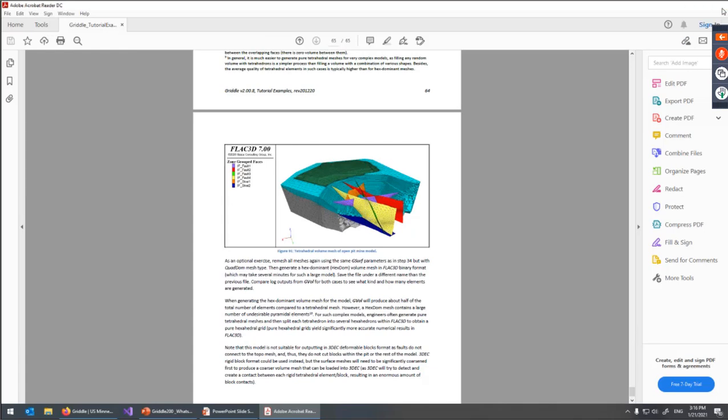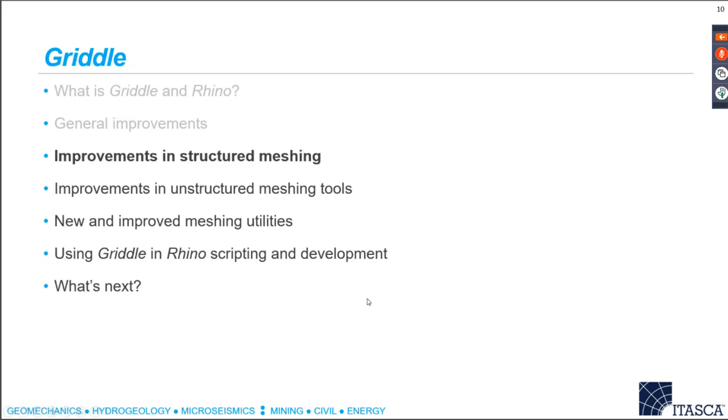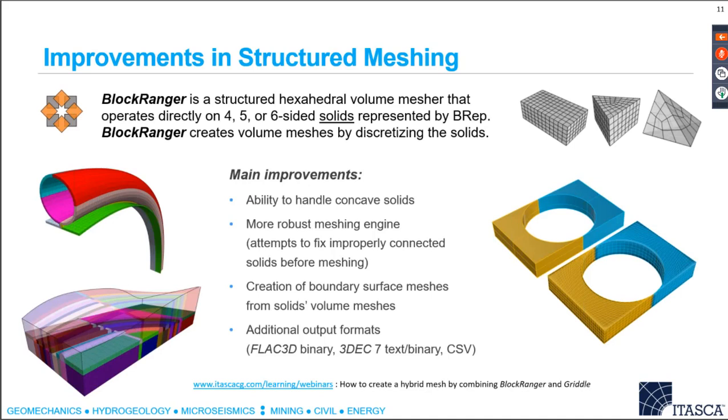So feel free to explore the user manual and tutorial examples. And let me switch to the next slide. So, a bit more detailed information about improvements in structured meshing. As I mentioned, Griddle contains really only one tool for structured meshing, which is Block Ranger, even though it's a rather powerful tool, but it operates on slightly different principles than all other Griddle tools.